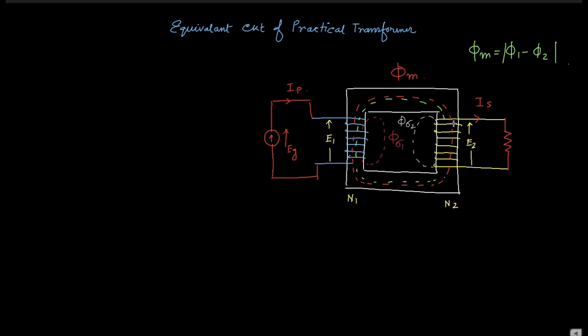Those fluxes are capable of inducing some EMF, but they are not linked with each other. That is, if phi sigma 1 is linked with some coil, then it is capable of producing some EMF. Likewise, if phi sigma 2 is linked with some coil, then it is also capable of inducing some EMF.